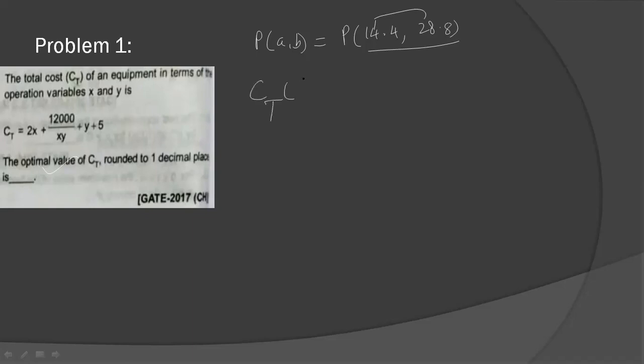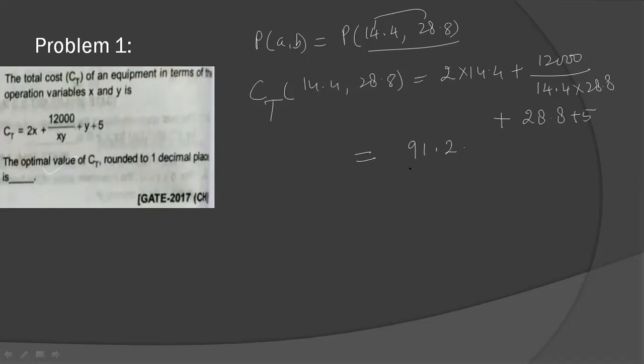So find the C(T) at (14.4, 28.8) just. So 2 into 14.4 plus 12,000 over, because you will get any nature, maxima or minima, at this point only, and he is not asking maxima and minima, he is asking just the optimum value. That can be maxima or minima, anyone. If you want, you can find the second derivative also. You can check and know whether that optimal value is a minimum value or maximum value. So if you calculate it, you will get this value equal to 91.2. Right now I don't know whether this optimum value is a minimum or maximum because the question is not asking.